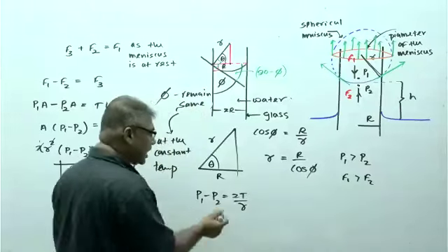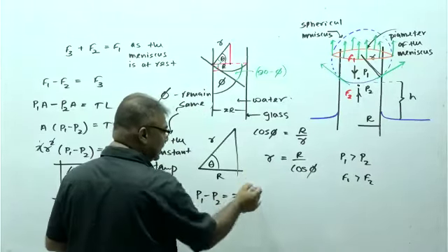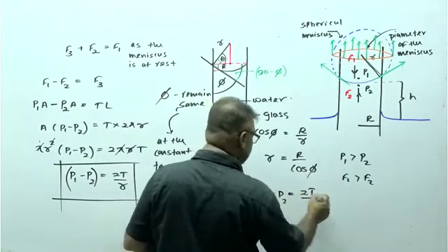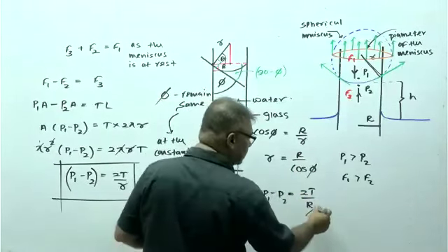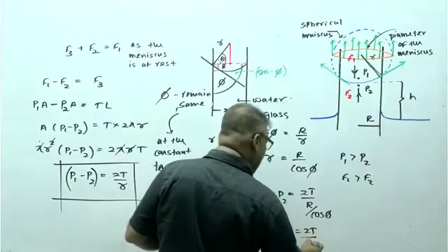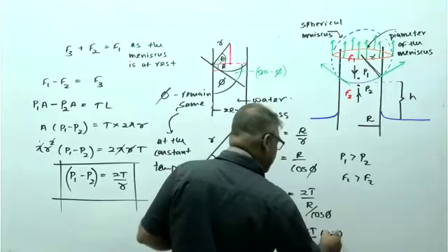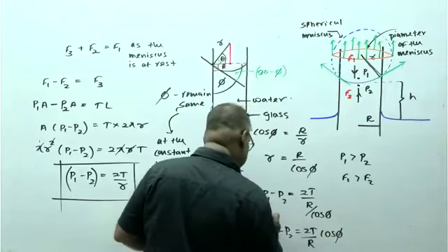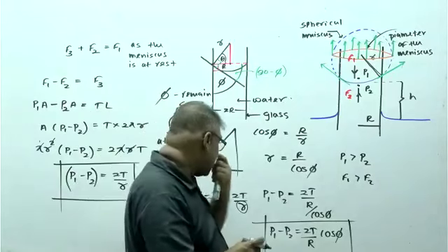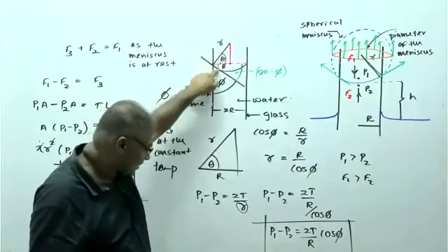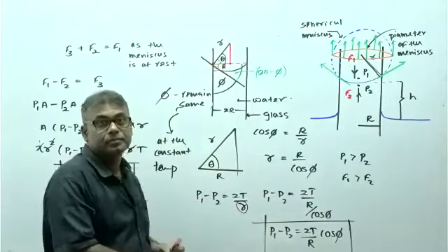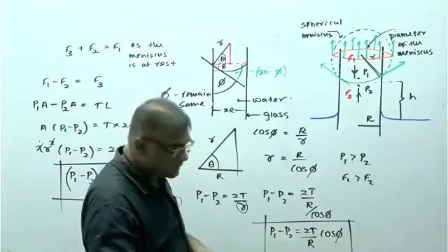So the argument is that R replaces here. When this is replaced here, we get P1 minus P2 equals 2T divided by R over cos psi. Let's put cos psi on top: P1 minus P2 equals 2T cos psi over R. This is the rearranged equation, obtained by removing the radius of the meniscus using the radius of the tube, right? Clear. Let's draw it then.